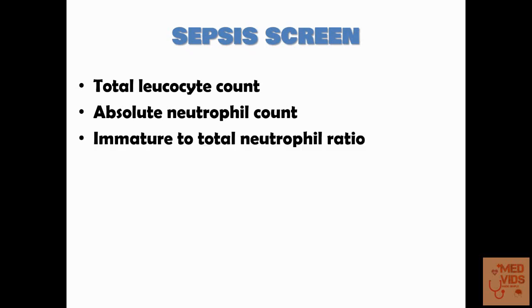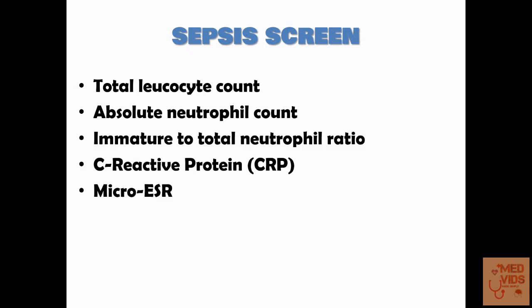Sepsis screen includes a few tests which are done for diagnosis of sepsis. Sepsis screen usually includes total leukocyte count, absolute neutrophil count, immature to total neutrophil count, C-reactive protein, micro-ESR, and lumbar puncture is usually not done in every child. If you suspect meningitis in some high-risk neonates, you can do a lumbar puncture to see if the child has meningitis. But remember, the sepsis screen usually need not include lumbar puncture in all the cases. The first 5 things which I mentioned at the top of the list are usually involved in the sepsis screen.